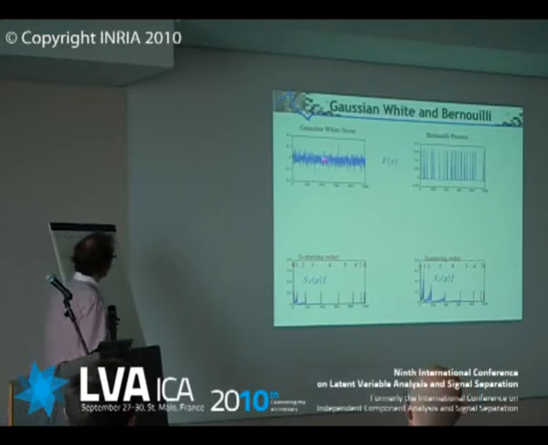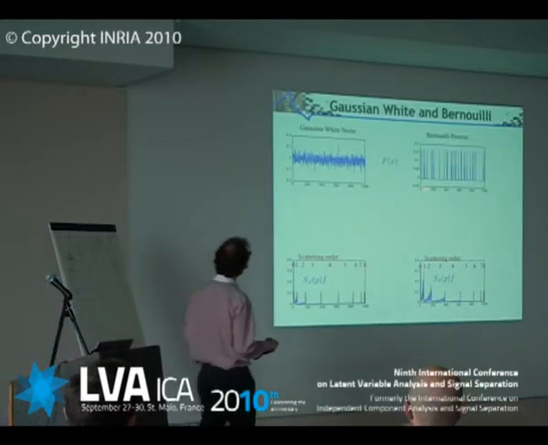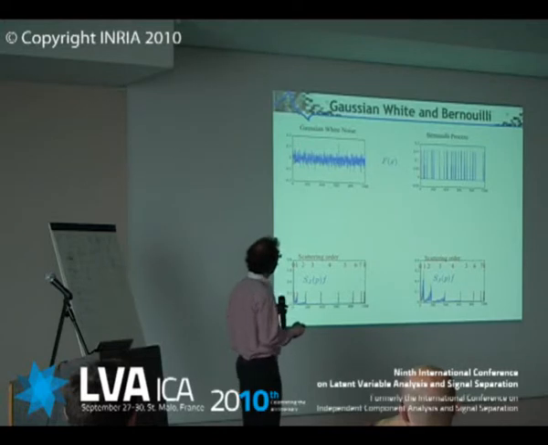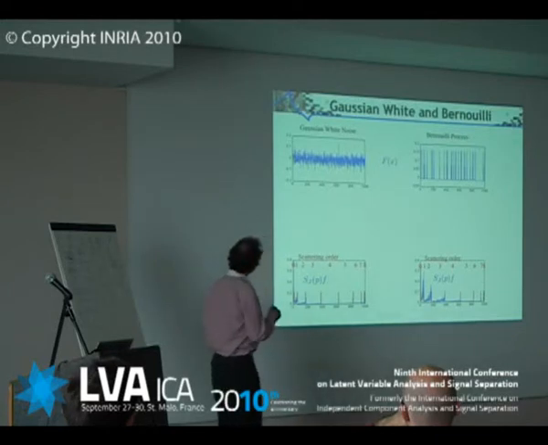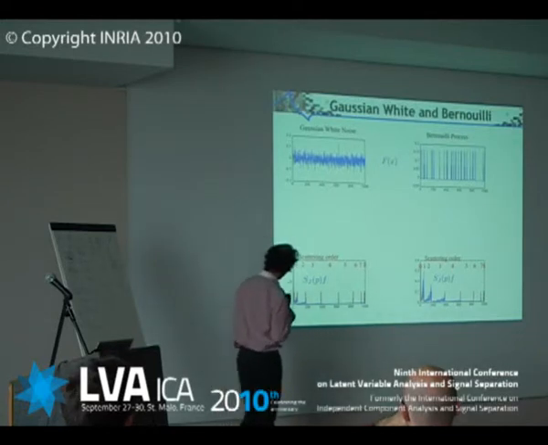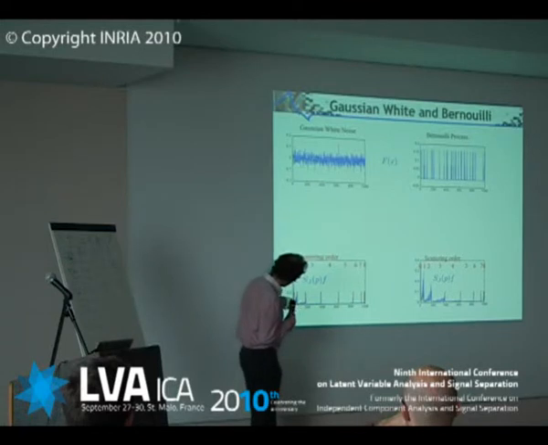Gaussian white noise. These are 2 white noises. This is Gaussian, this is Bernoulli. You compute the Fourier transform, they are identical, flat. Okay, the power spectrum is a constant. You go here, these are the transforms. The variability is very small, in fact.